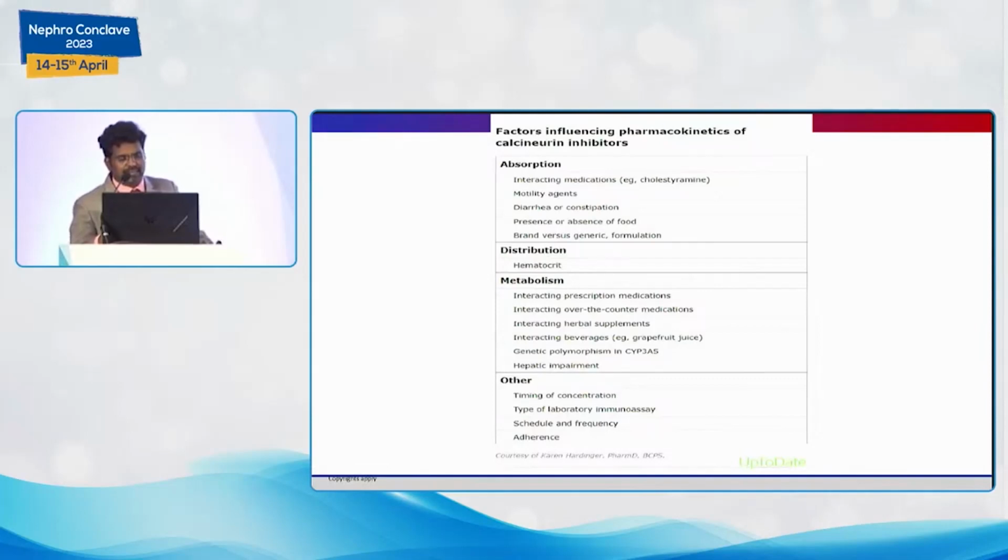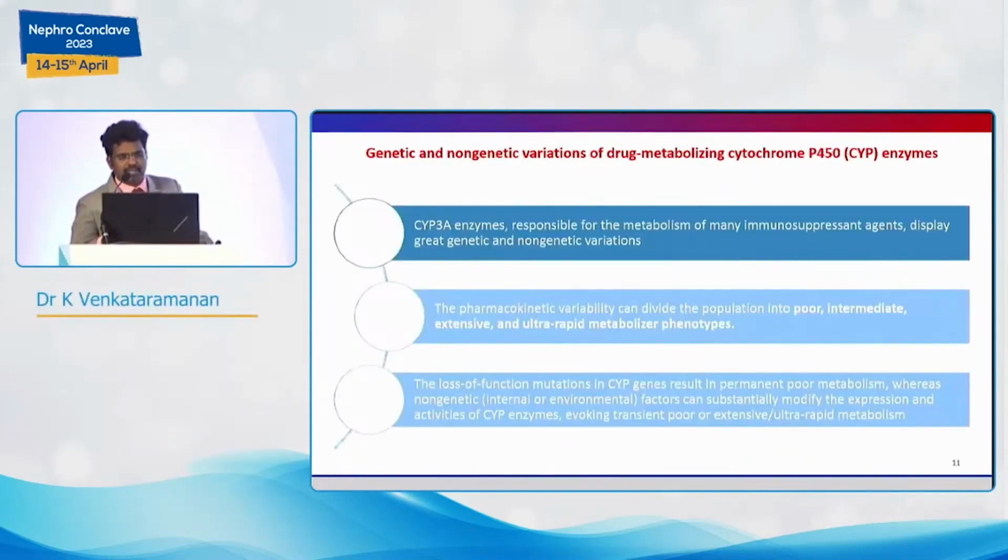And others, like timing of concentration and type of laboratory immunoassay, are also very important, because most of the time I think we are using chemiluminescent microparticle immunoassay nowadays. Previously, LCMS was the gold standard, but nowadays most of the study centers are following CMIA. So the type of laboratory immunoassay, the time of the drug sample, and everything should be kept in mind.